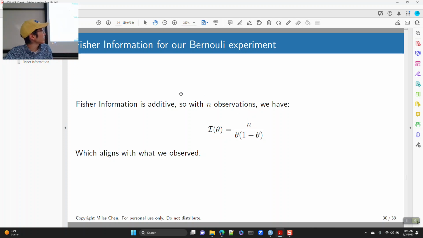Okay, but you can also just take this shortcut and say the Fisher information is additive, so if you have n observations, you're going to end up with n over theta times 1 minus theta. And that aligns exactly with what we had, right?